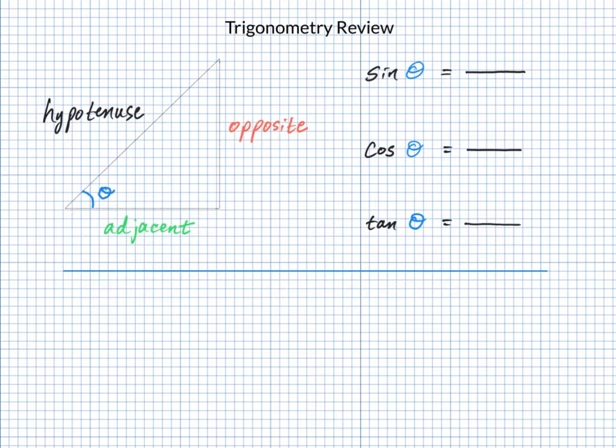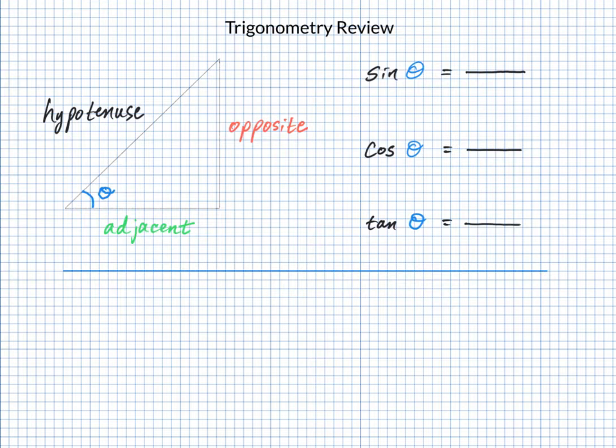So to begin, I just have a very basic right triangle here. It's a 45, 90 degree triangle, and I've just designated this angle as theta. Theta is the term that we're often going to use for an angle. When we designate an angle as theta, we need to remember that we have three sides to our triangle: a side that's opposite, a side that is adjacent, and the longest side of our right triangle, which is called the hypotenuse.